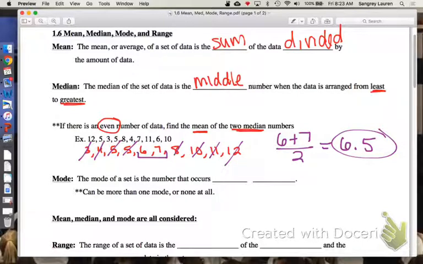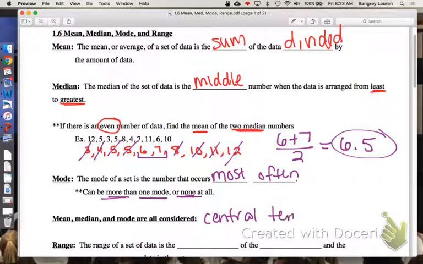The mode, hopefully you remember, is the most. So this is the value that occurs the most often. There can be one mode, more than one, or none at all. Okay, your mean, median, and mode, they are all called measures of central tendency because they describe the center of the data. So if we talk about measures of central tendency, we're talking about mean, median, and mode.